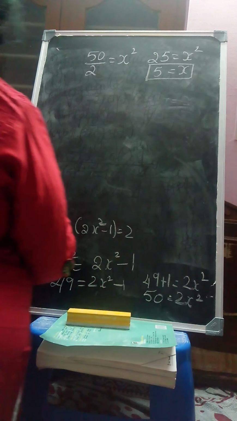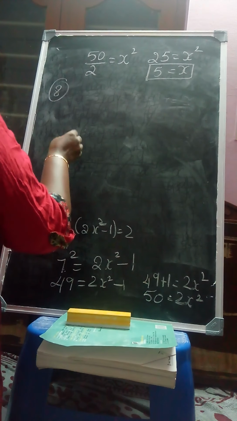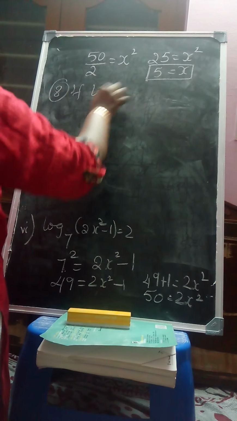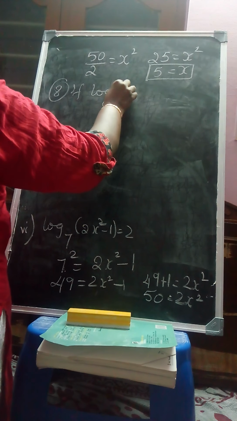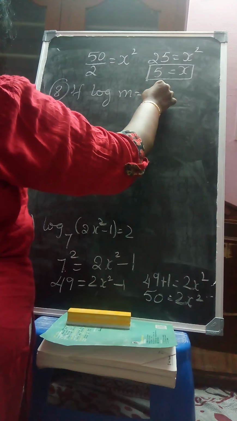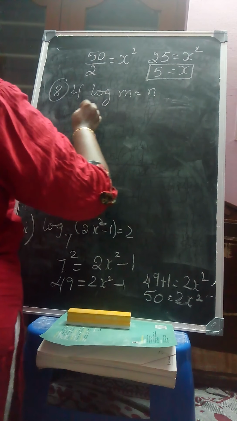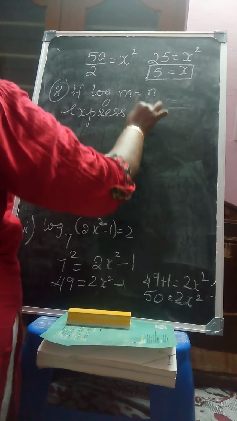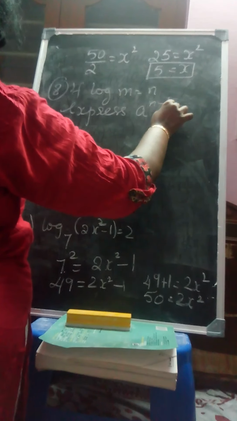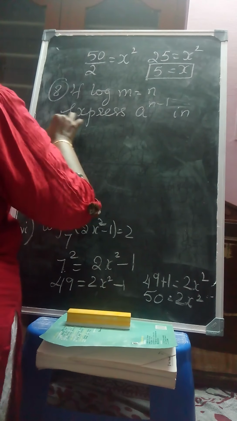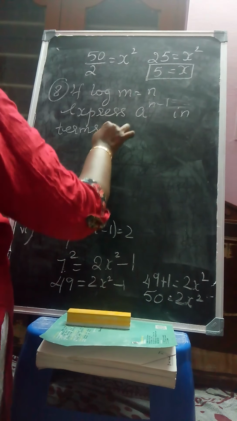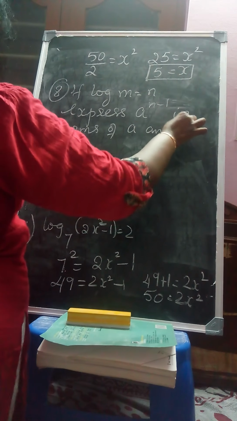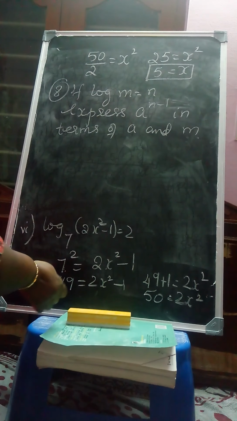Okay, and we'll go to the 8th one. Anyhow, I'm doing all the sums. Some similar sums, you try it. If log a m is equal to n, express a raised to the power of n minus 1 in terms of a and m. Now see how I'm going to do it.